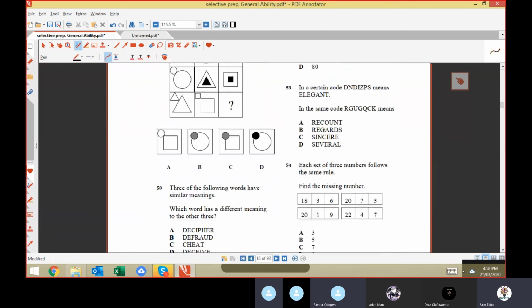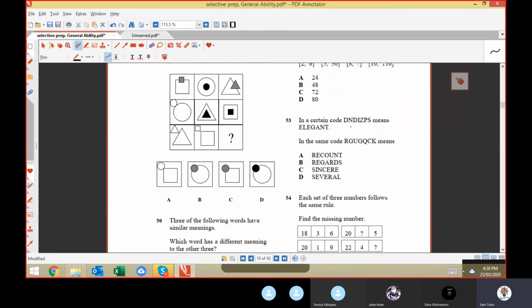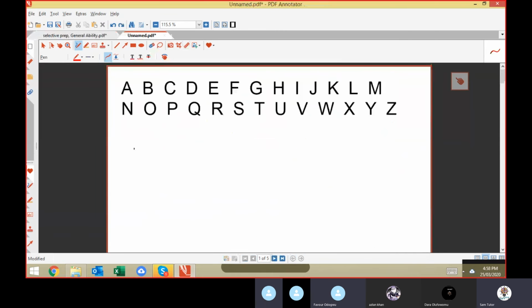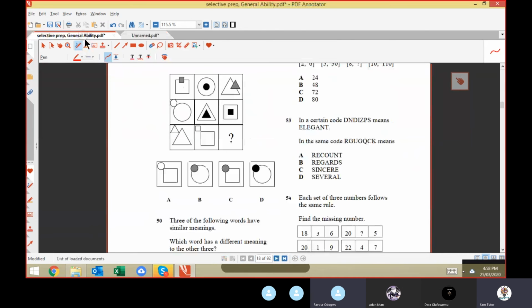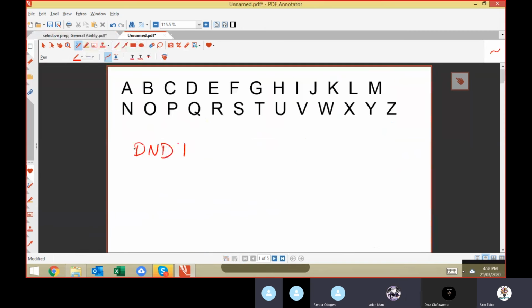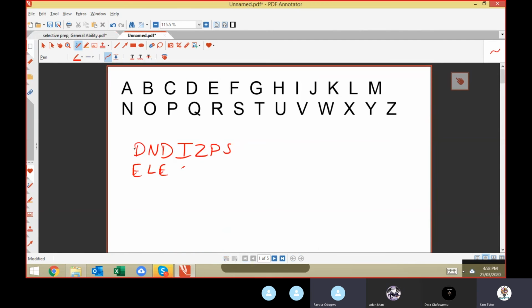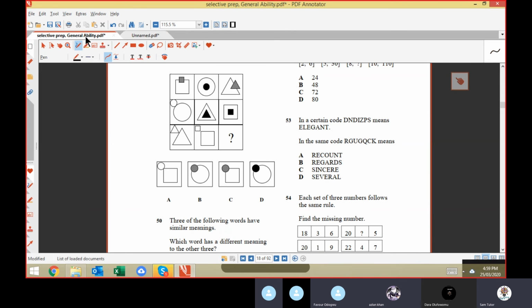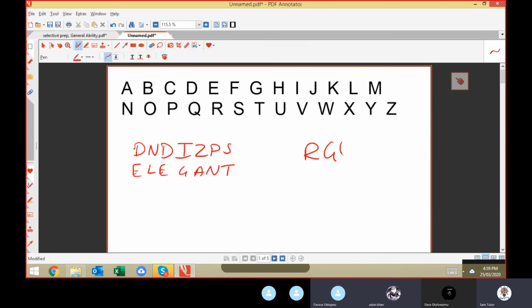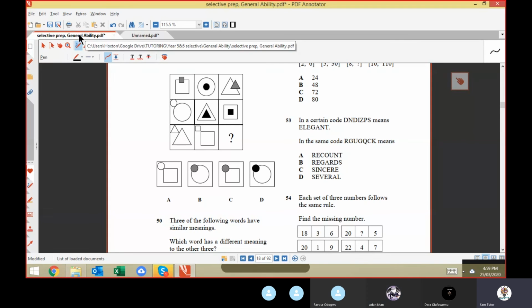We're going to do 53. In a certain code, DND IZPS means elegant. Let me write it down. What does RGU mean? I think that's enough. If we can find that one, I think we'll have the answer.